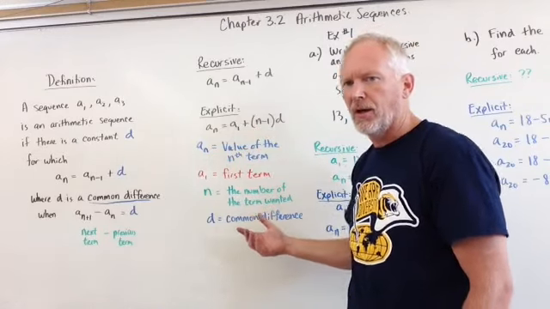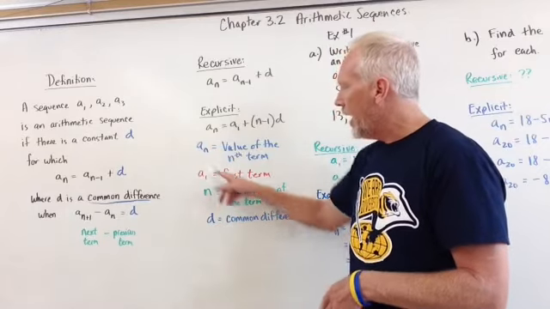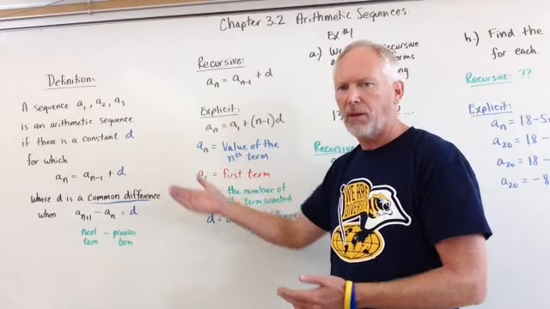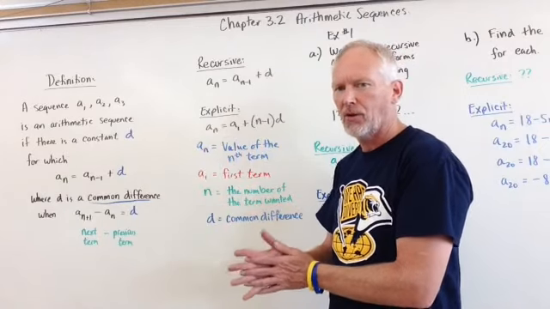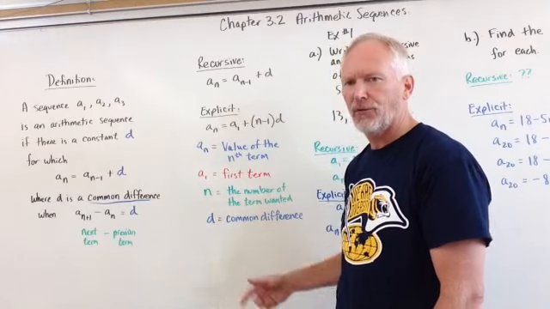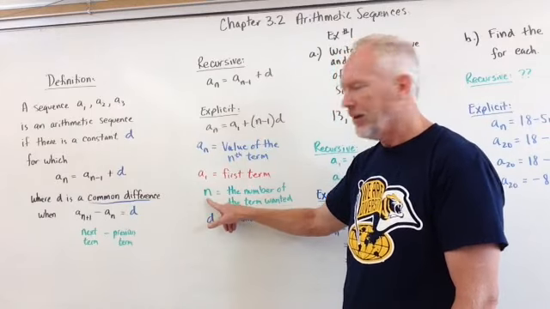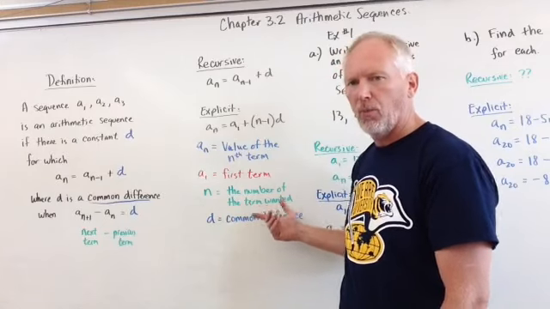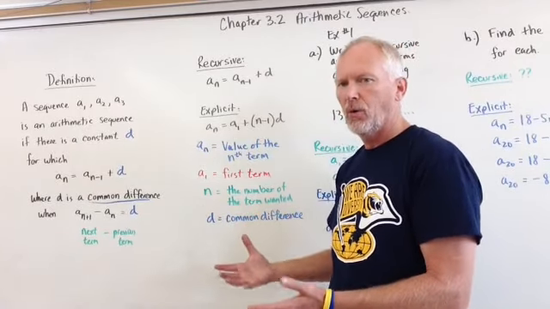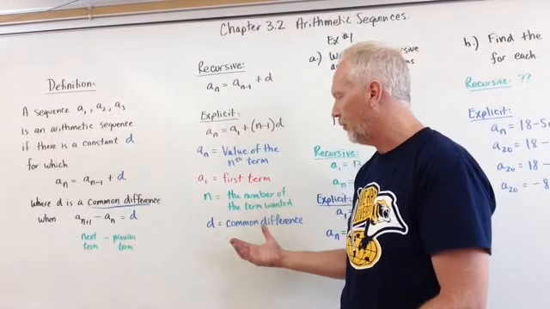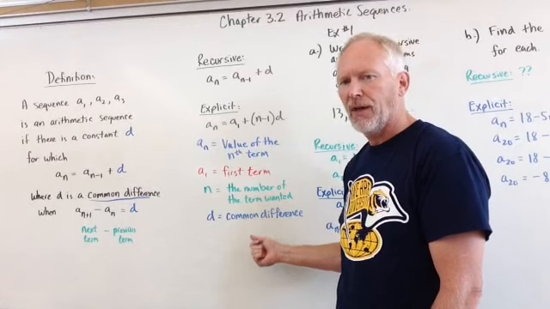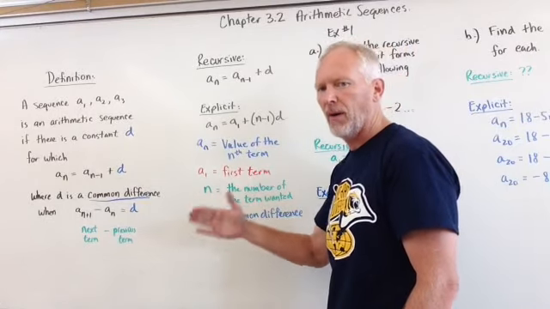Now, what do all those numbers and symbols mean? A sub n is the value of the nth term. So what will it ultimately be after we plug in the rest of the values or substitute the information in? A sub 1 is the first term. N is the number of the term we want. So maybe we want the 20th term or the 5th term, we would put 20 or 5 in there. D, again, is that common difference, if they give us a sequence and we're supposed to find the common difference.